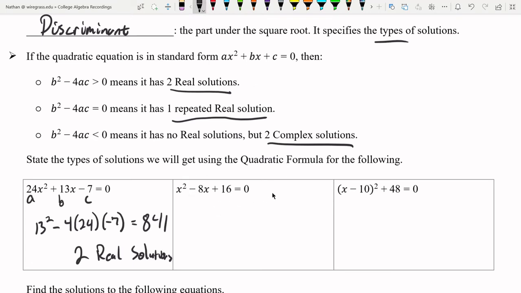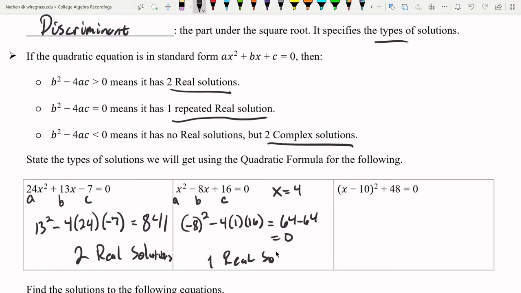This one gave us x equal to 4, so we expect this to have one repeated real solution. A is 1, B is -8, and C is +16. So we're going to have B squared minus 4 times A times C. It's going to give us 64 minus 64, which gives us 0. So it has one real solution, which is in fact what we found.